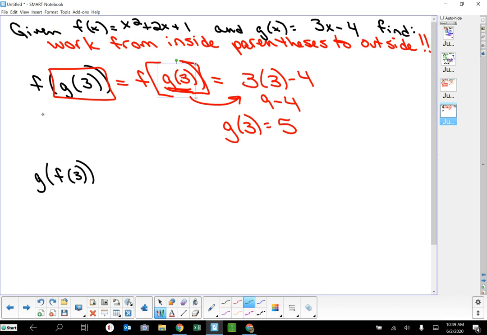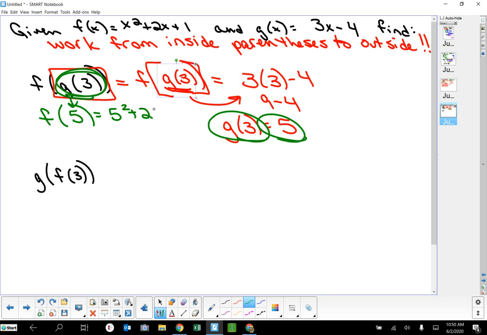So here's what I'm going to do with that. Now, what I really have is f of 5, right? If g of 3 equals 5, then I can put the 5 where the g of 3 is. Okay, so now I'm going to do f of 5. And that means I'm going to plug 5 into f of x. So 5 squared plus 2 times 5 plus 1. 25 plus 10 plus 1 is 35 plus 1 is 36. And so you're doing 2 substitutions. You're just starting from the inside, working to the outside.